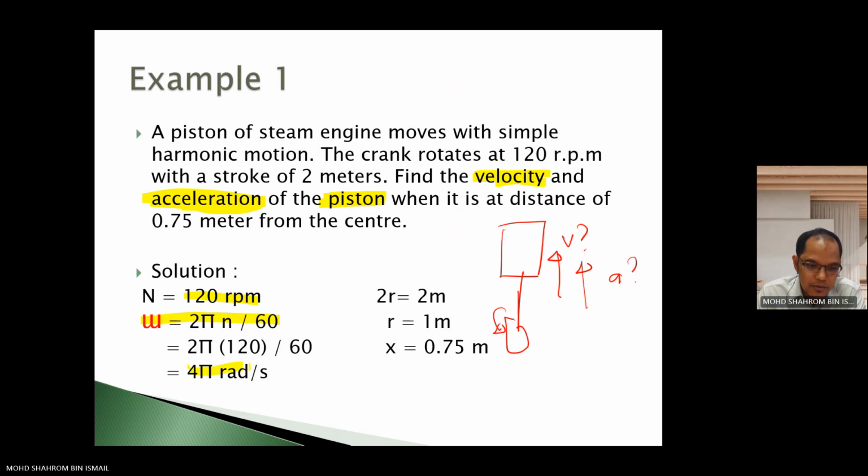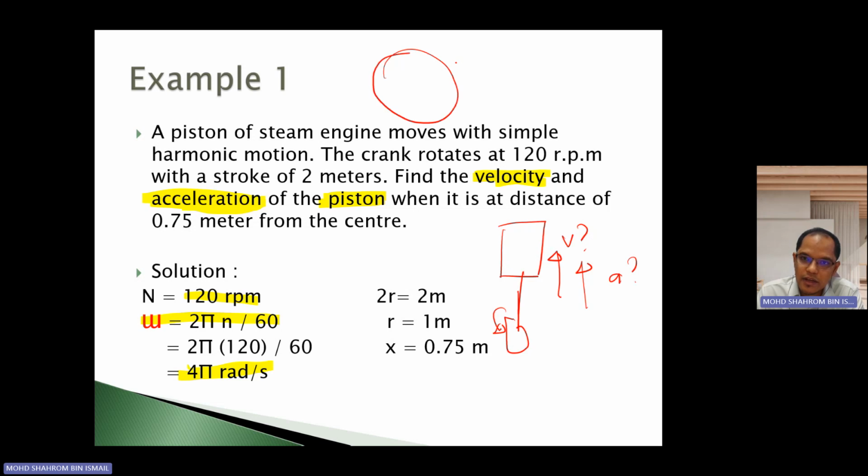Pi is equivalent to 3.142, multiplied by 4. And 2r is equivalent to 2 meters, with a stroke of 2 meters. So 2r is 2 meters, which means 2 meters is the diameter of each stroke. Do you understand what the stroke means? What does it mean by the stroke? You have to understand.